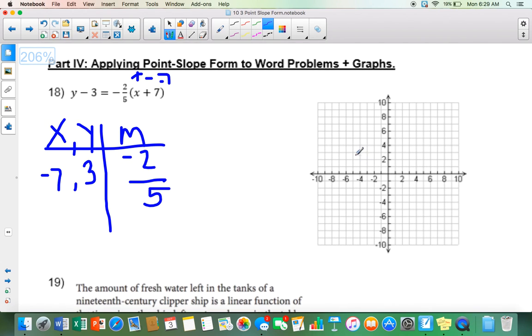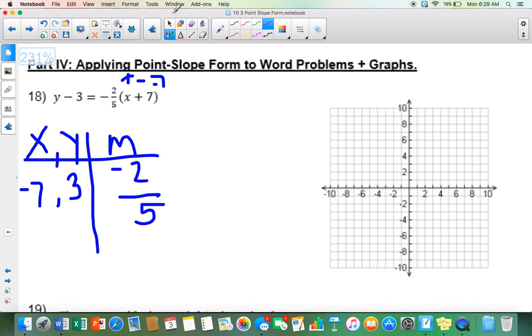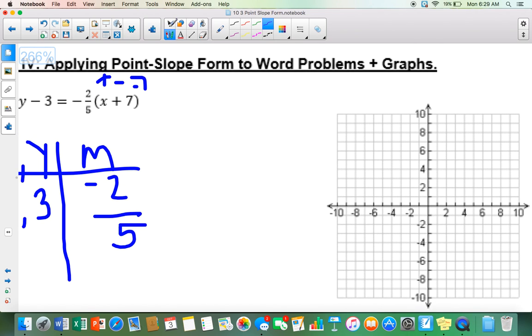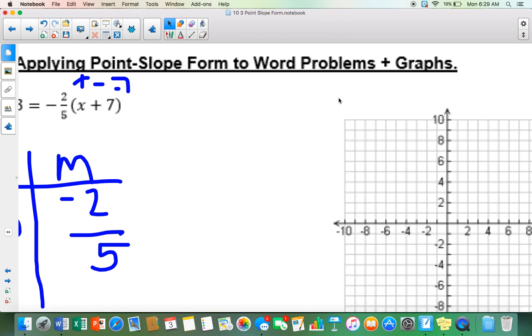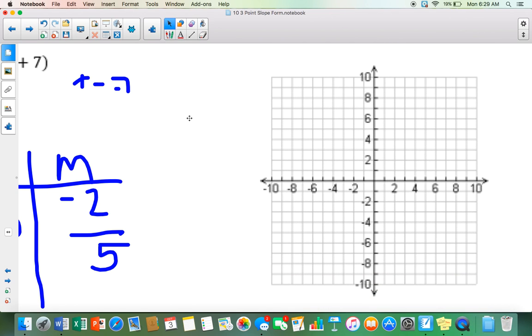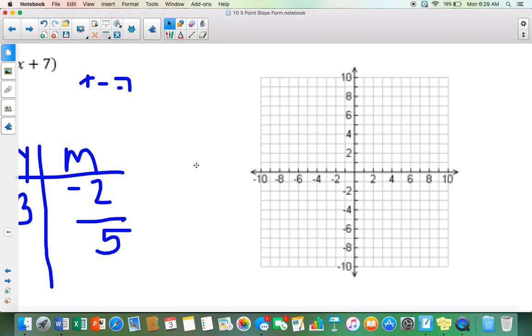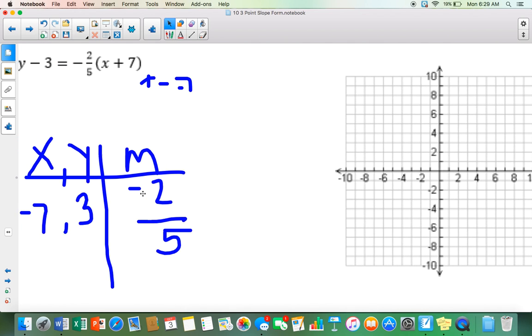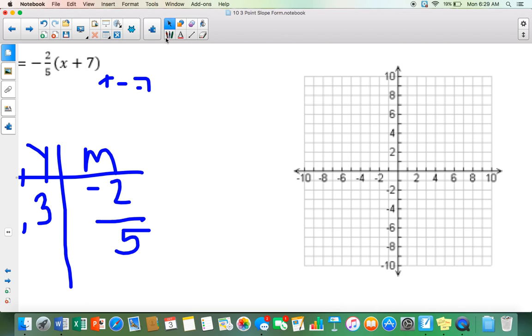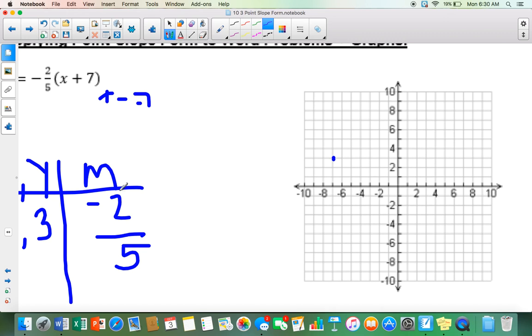So I'm going to zoom into this graph right here. Okay, so I know I've got my point, negative 7, 3. So I'm going to plot that point first. Negative 7, 3. Right here. Now, I know my slope is negative 2/5. Remember, that does not mean the negative goes to both numbers. So I can either choose to give it to the top number, which is my change in y, or my bottom number, which is my change in x.